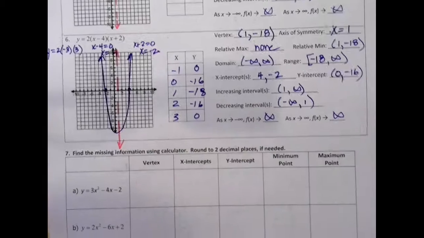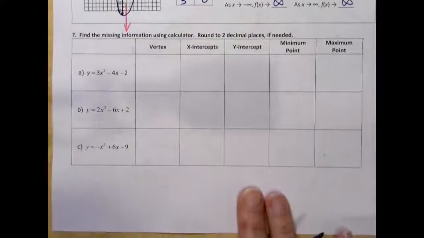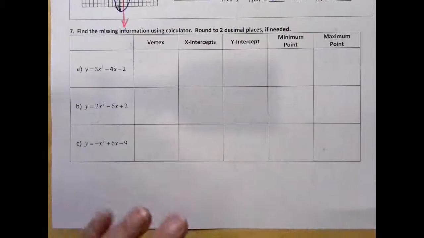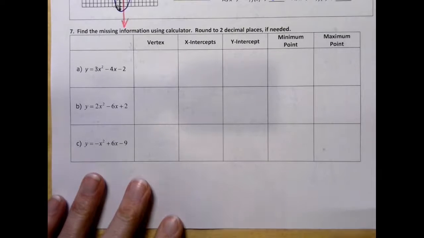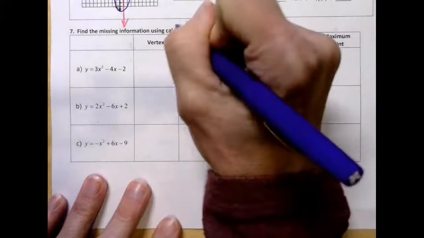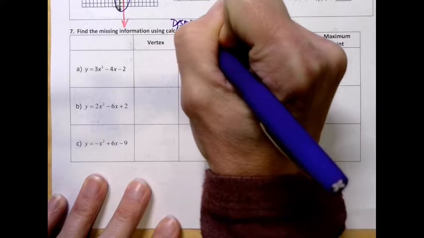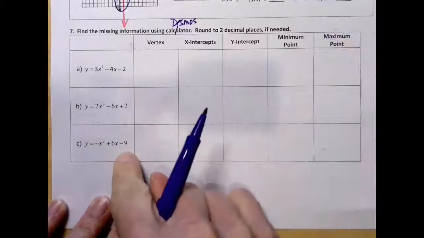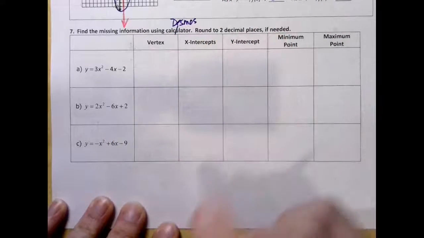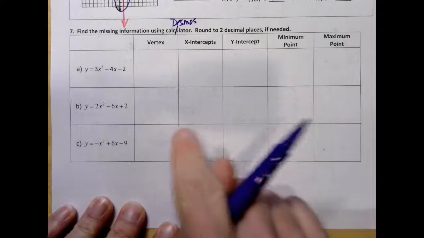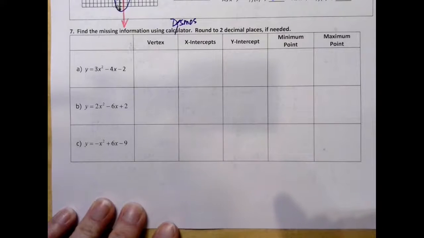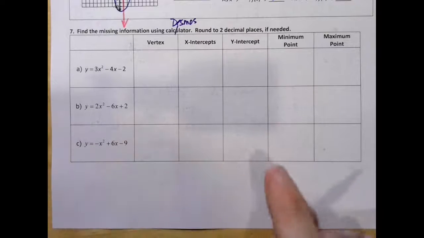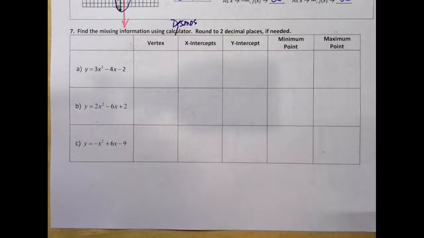All right, so let's check out this last part of the homework. And this is kind of cool. Find the missing information using your calculator. And of course, you were allowed to use Desmos to do that. Entering these in and checking your vertex, x and y intercepts, minimum and maximum. So if you haven't done it, go do it now and come back and check your answer.